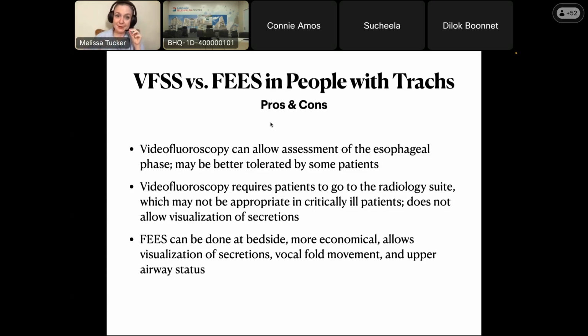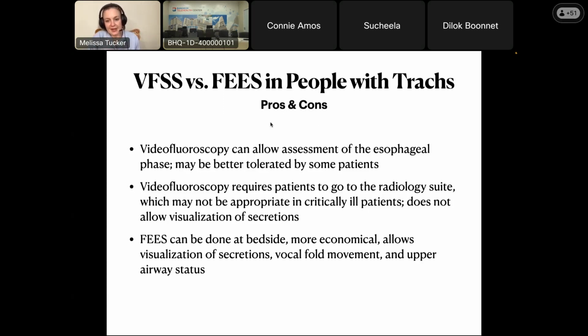I want to talk about the pros and cons of video fluoroscopy and FEES in people with tracheostomy. Video fluoroscopy can allow assessment of the esophageal phase, and it may be better tolerated by some patients. And if there's a concern for gastric or gastroesophageal reflux that's coming out of the esophagus and getting into the airway, a video fluoroscopy would be a better way to evaluate that. However, it requires patients to go off-site usually, to the radiology suite, which may not be appropriate in this tenuous patient population. And importantly, it does not allow visualization of secretions.